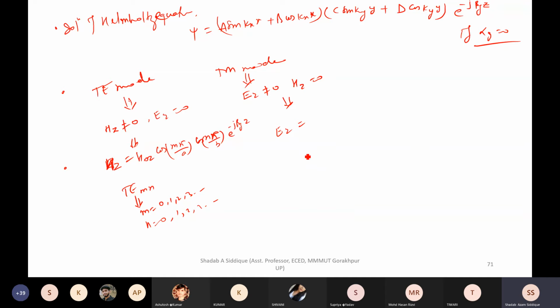And here we had TM mn mode. So for TM mn, m starts from 1, 2, 3. Don't forget, TM01 and TM10 are not possible. You should remember this point in the representation.